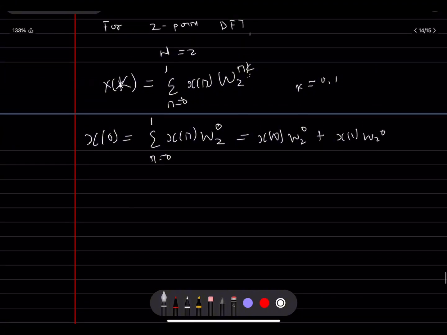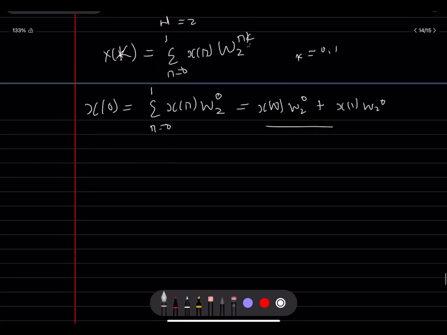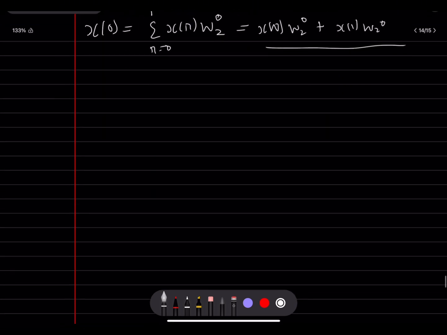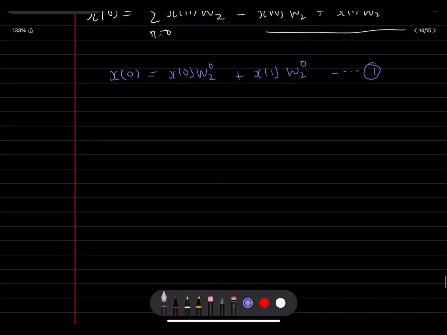Remember that when we were doing the direct computation, we were doing something like x of 0 exponent 0 plus x of 1 exponent 0 for the first element. So this is what is manifesting here. Based on that, we can rewrite our final version as X of 0 equal to x of 0 omega 2 0 plus x of 1 omega 2 0 for the first element. So we can name it our equation 1.